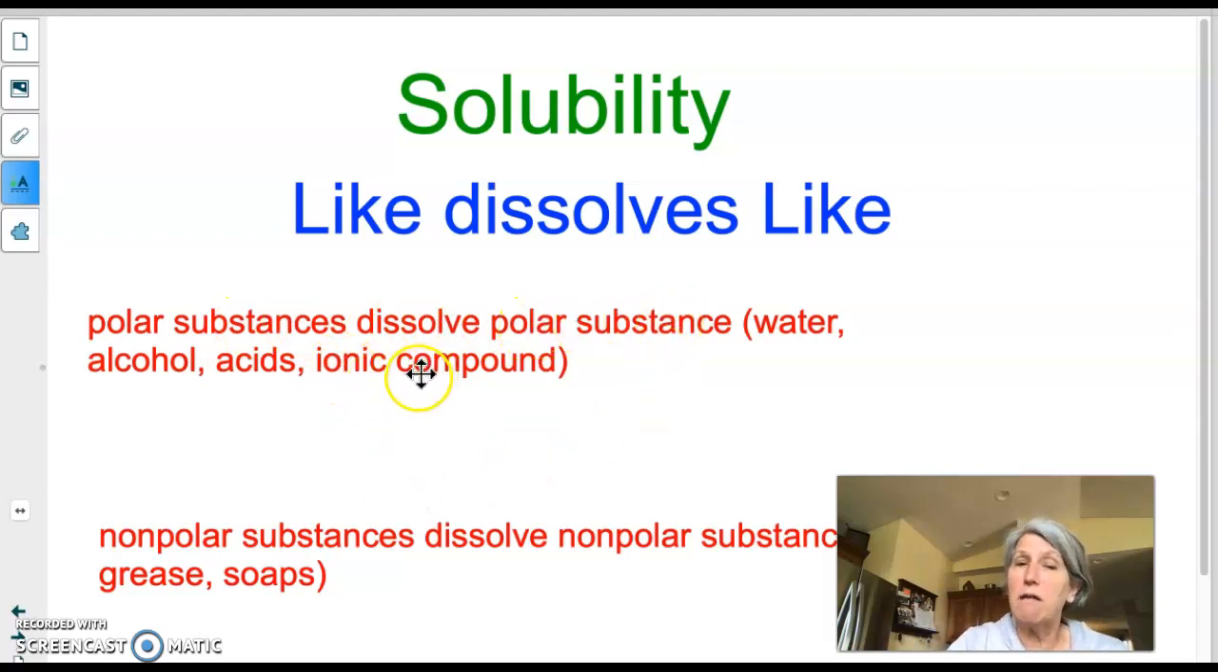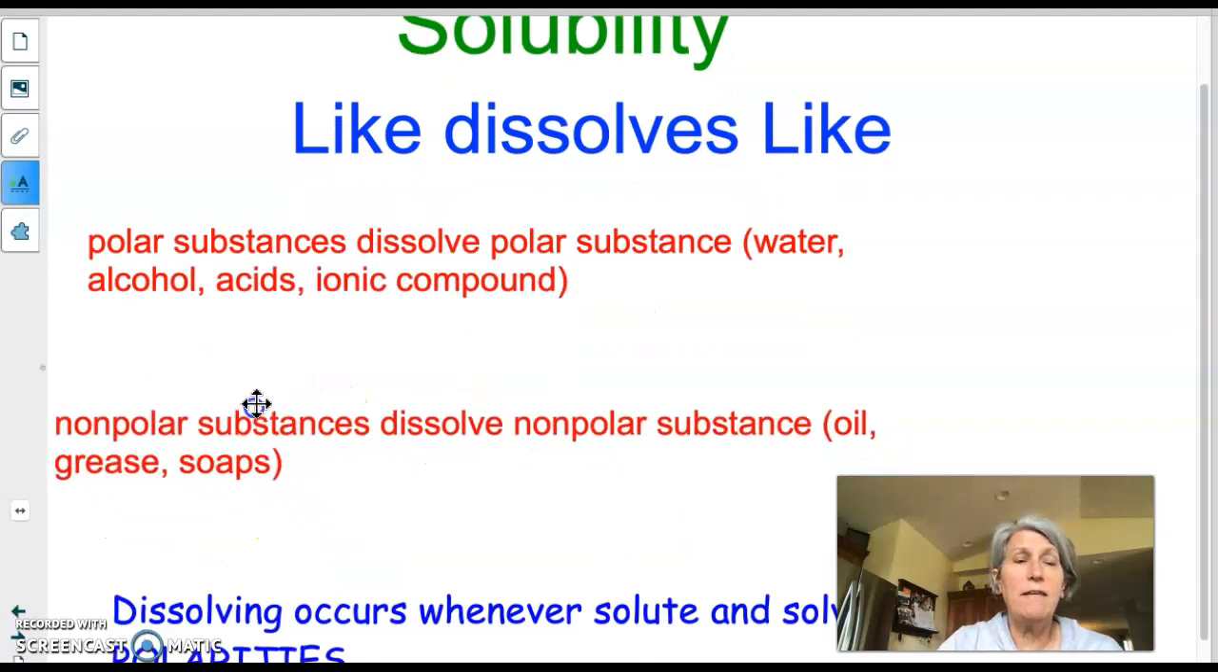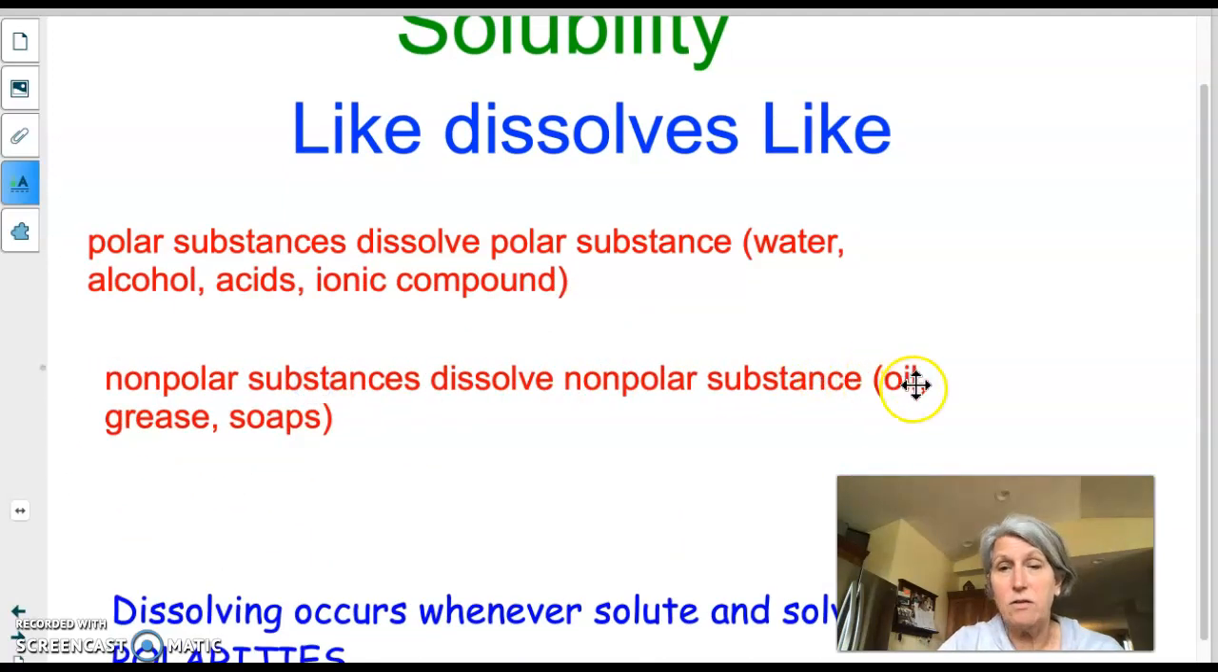Ionic compounds, although not polar, are made of a positive charge and a negative charge in a crystal. So most ionic compounds, and notice I said most because there are some exceptions, are soluble in water. Non-polar substances, so things like your greases and your oils, will dissolve other non-polar substances.